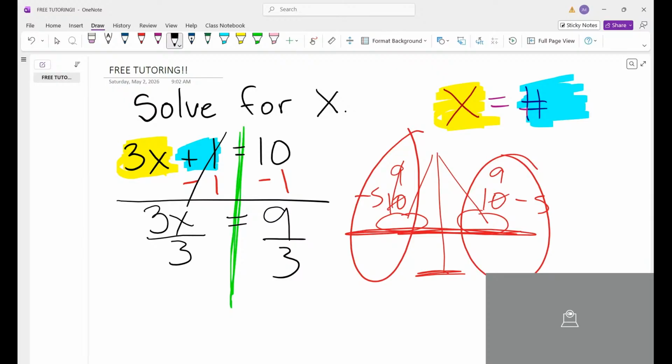So if I divide both sides by 3, these are going to cancel. Normally, well, actually 100% of the time, whenever you're dividing by the exact same number that's in front of the x, right? So whatever's in front of the x, that's what you're always going to divide by, and these will always cancel regardless of what it is.